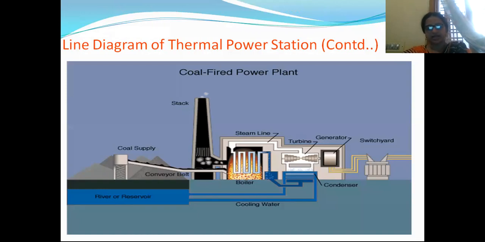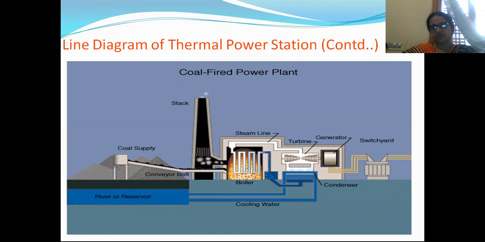So this is the line diagram. You have the coal supply, a tower-like structure from which coal is supplied. The conveyor belt is the path for passage of coal supply to the boiler. In the boiler, at the bottom you have some golden color, which means combustion is being performed, and above that some tubes are present. In these tubes, you allow water to pass.